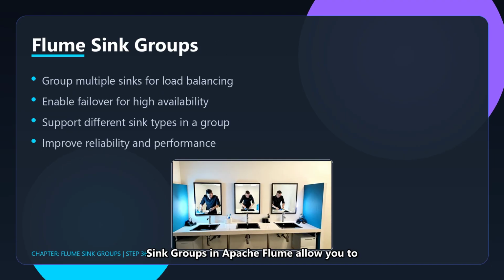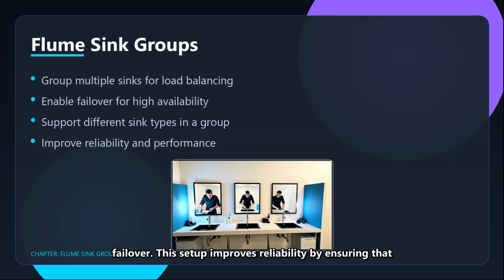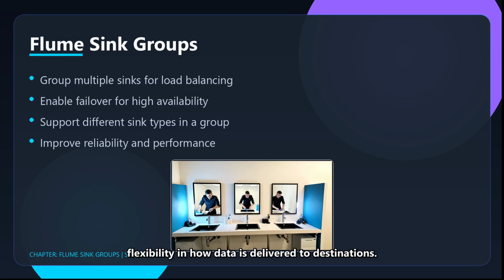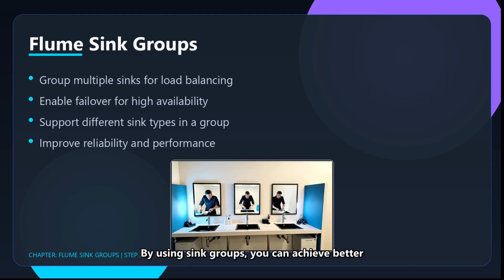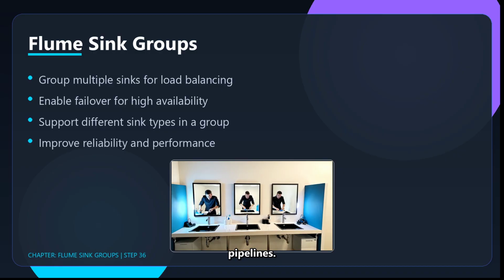Sync groups in Apache Flume allow you to group multiple syncs together for load balancing and failover. This setup improves reliability by ensuring that if one sync fails, others can take over. Sync groups can include different sync types, providing flexibility in how data is delivered to destinations. By using sync groups, you can achieve better performance and high availability in your Flume data pipelines.